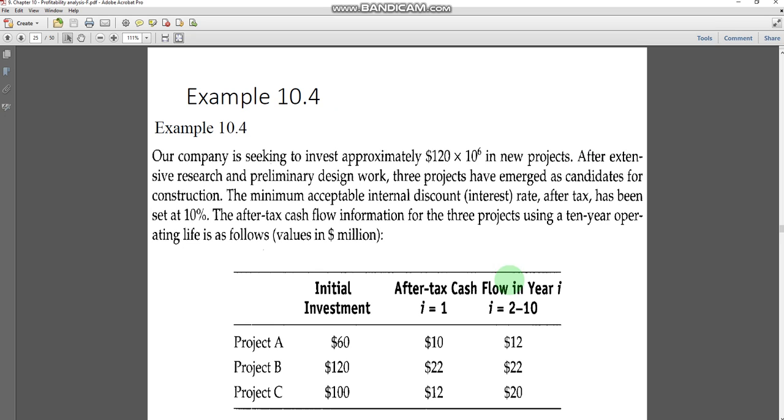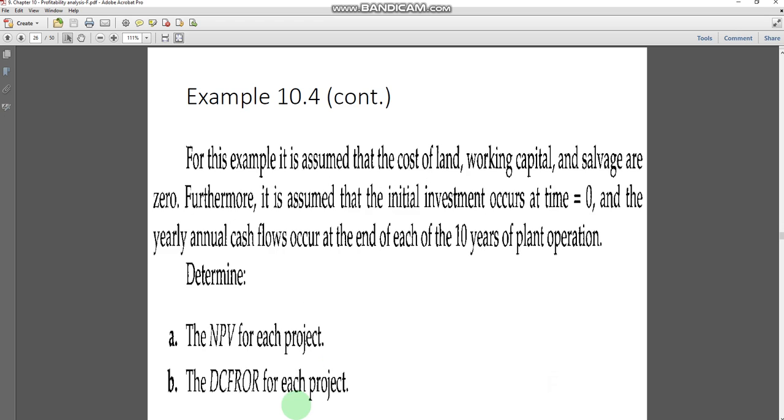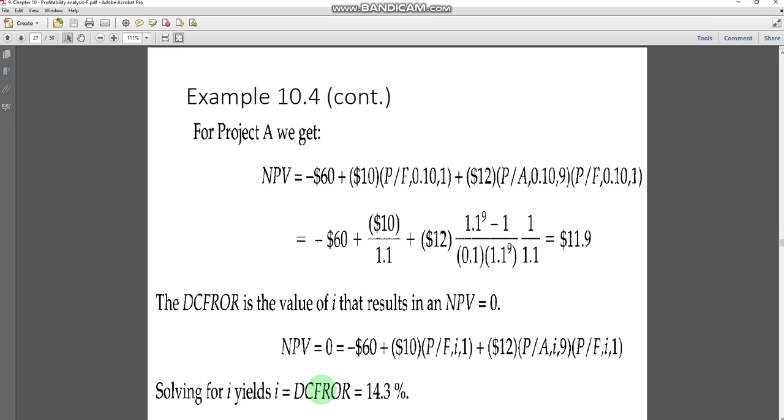So these are the investments that are given here. At year zero, there is an initial investment of $60 million. Then at the end of year one, $10 million is generated, which is called the after-tax cash flow, and from years 2 to 10, every year you get $12 million. And this is the data for all three projects, and we have to evaluate the net present value and the discounted cash flow rate of return of each project.